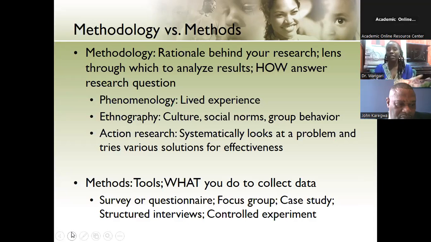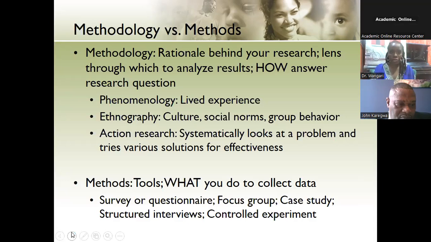So obviously from the research onion diagram earlier, you could see some philosophies like phenomenology, which is about lived experiences. When we talk about ethnography, it's about culture, social norms, group behavior. Action research is about looking systematically at a problem and trying to get various solutions pragmatically, whichever is effective, you go with it.